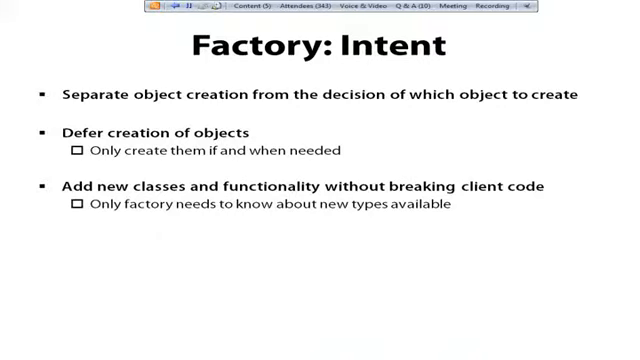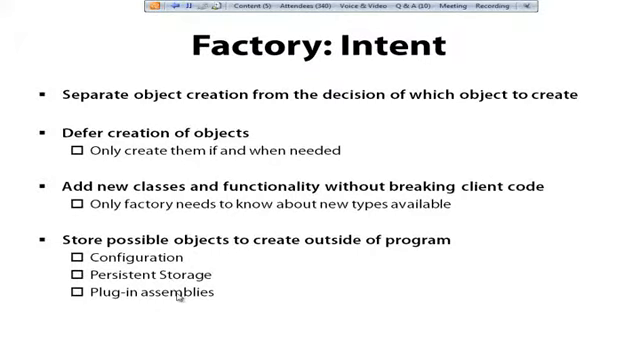There we go. So you can defer the creation, which is good, especially when you have expensive objects. You can also add new classes and functionality without breaking any client code. So you could make it so that only the factory needs to change to know about these new types. And if the rest of your code only knows about the factory and doesn't know about the actual implementations that the factory returns, you don't have to change any of those other classes. So you're following the open-closed principle at that point.